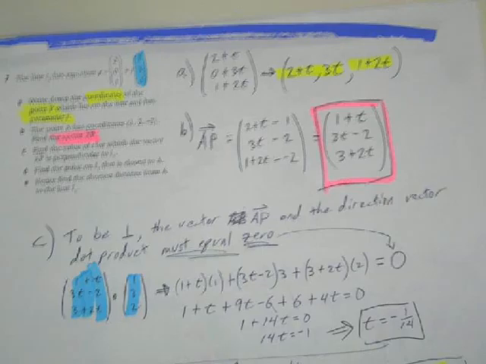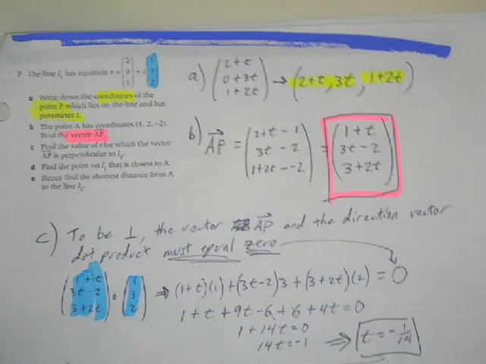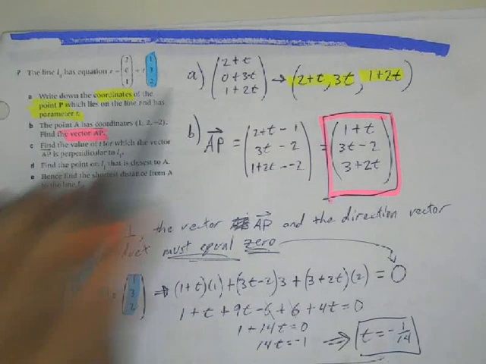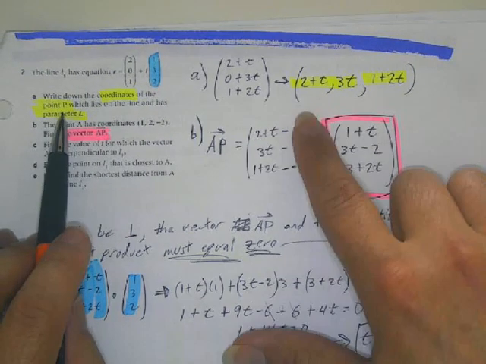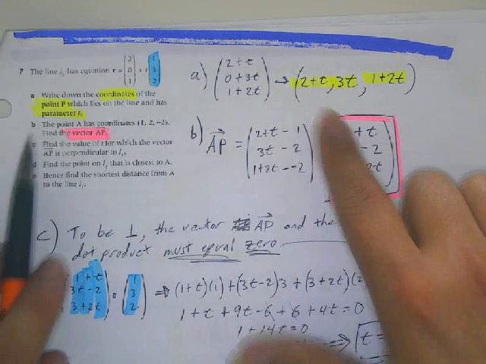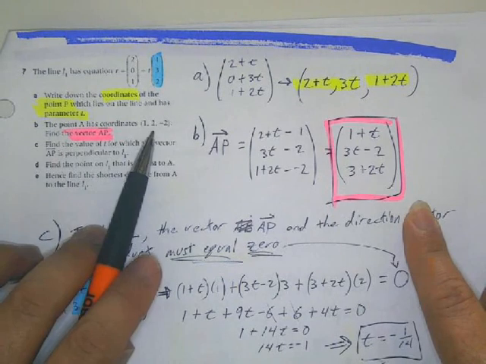Okay, is this the last question? Yes. Okay. We've got this line. Write down the coordinates of point P. So point P, there's our coordinates. Point A has coordinates of this. Find vector AP.